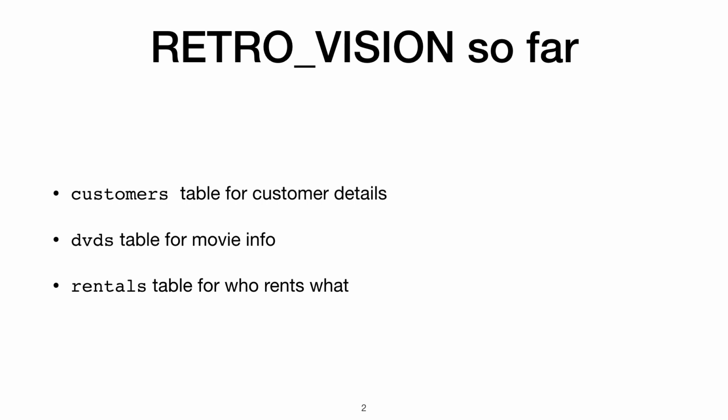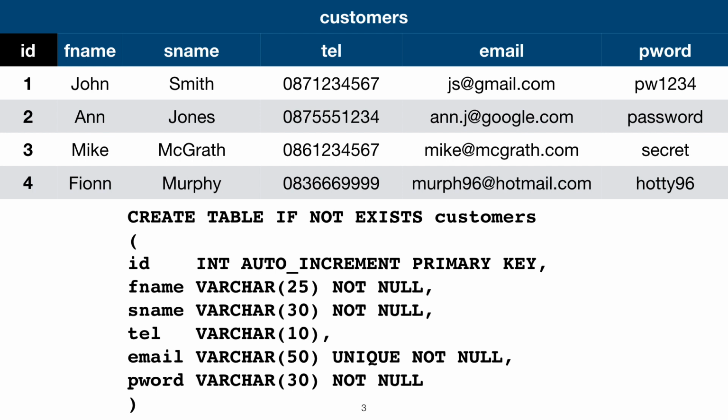Now let's take a look here at our customers table. We have a primary key here. That's a numeric key, 1, 2, 3, 4 in this case. And we're storing the forename, surname, telephone number, email address, and there's a password.